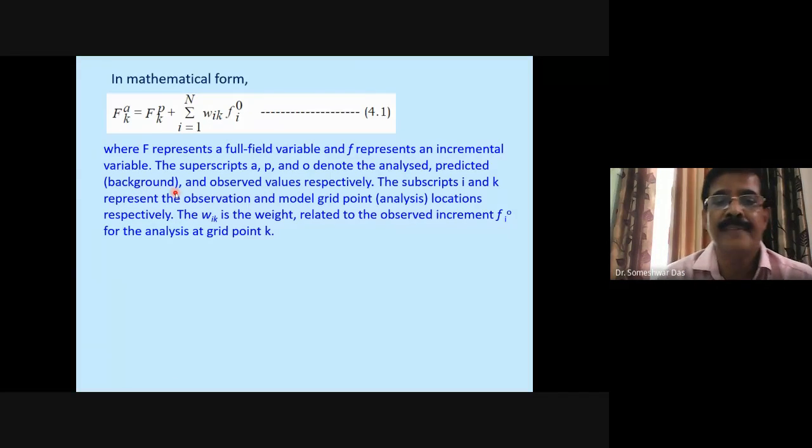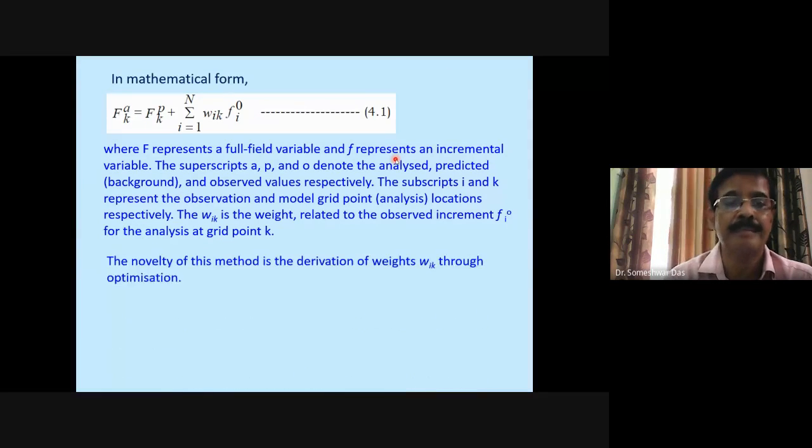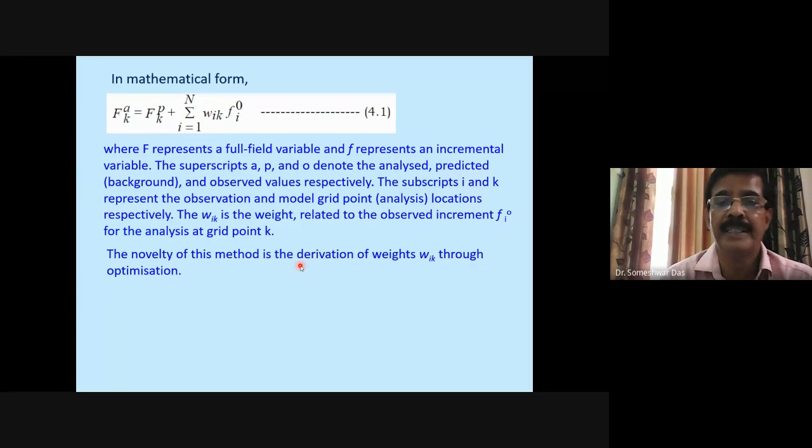The Wik is the weight related to the observed increment. It is a weighting factor for the analysis at grid point K. Okay, now the notations are. The novelty of this method is the derivation of the weights Wik through optimization.